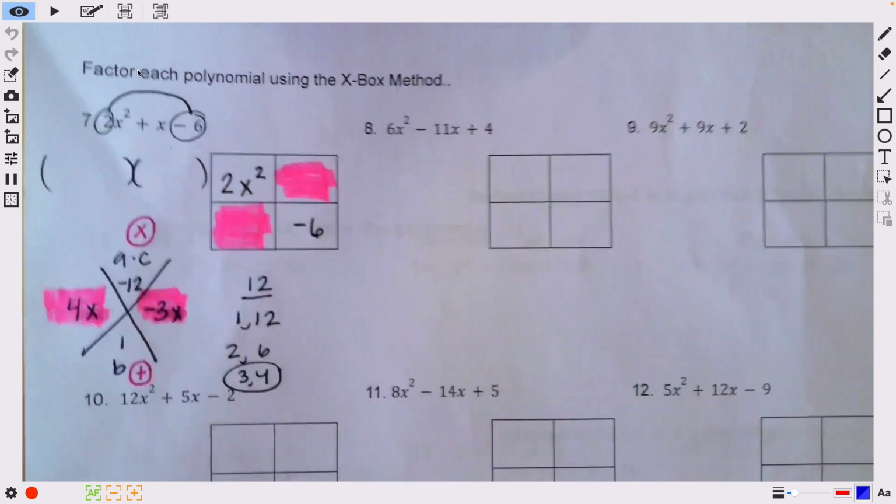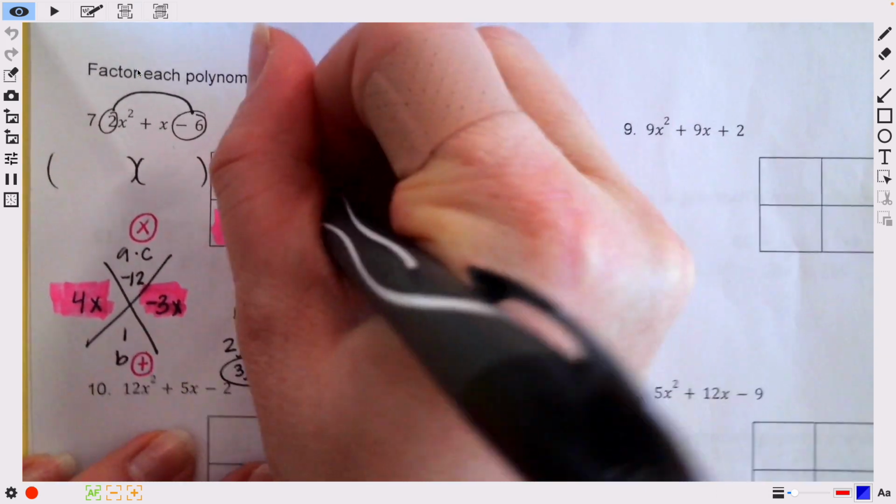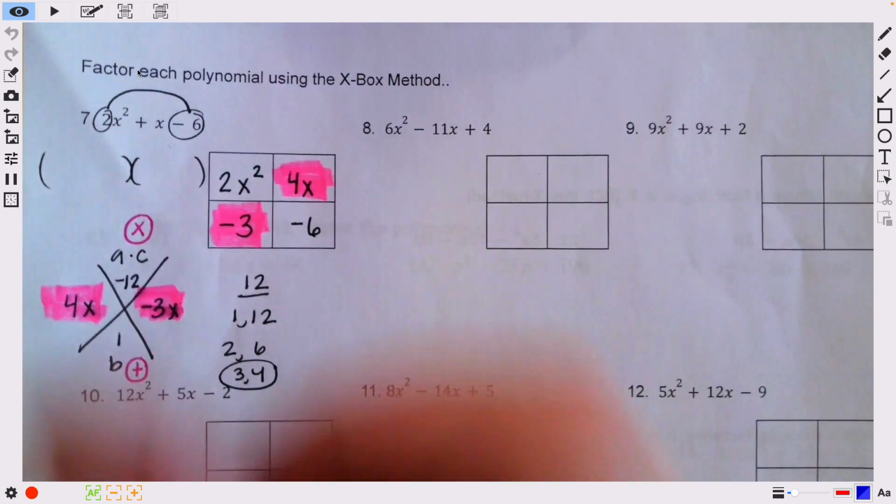with x's. So Katie said, are they always going to have x's? Yes, and it won't matter which one goes where. You just put them in. Oh, sorry.